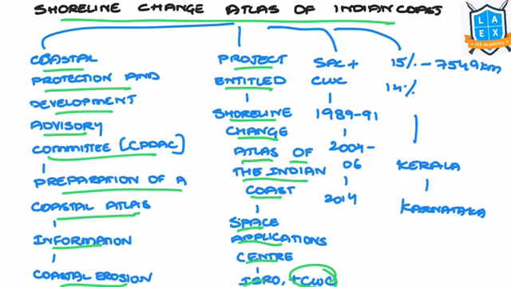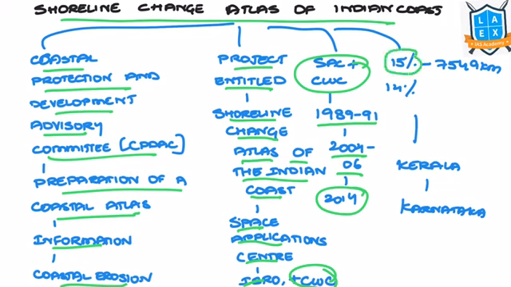The Space Applications Centre along with the Central Water Commission worked jointly to bring out the shoreline change for the time frames 1989-91 and 2004 to 2006. The maps show eroding, stable and accreting coast along with the status of coastal protection measures taken up by maritime states or UTs. Around 15% of the 7,549 km coastline has eroded, 14% of the coast has accreted, and the remaining coast remains stable with respect to 2004 to 2006.